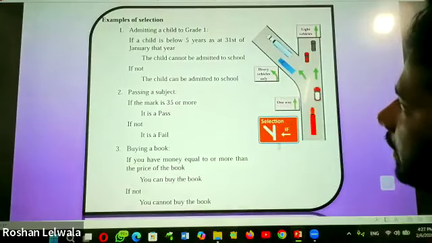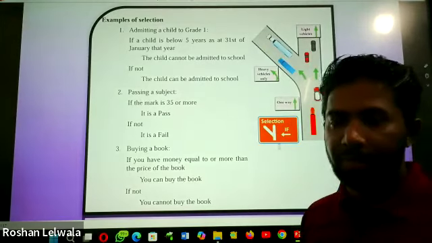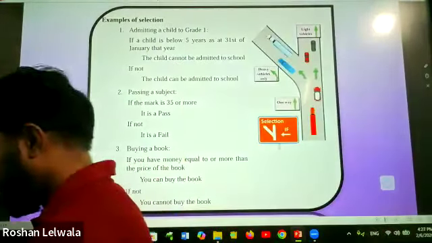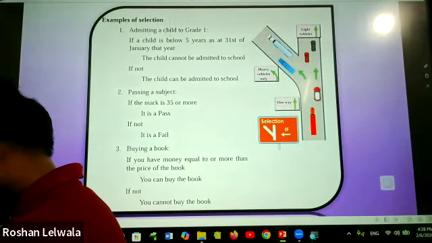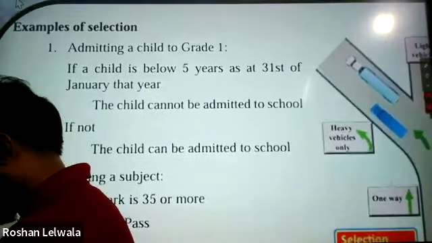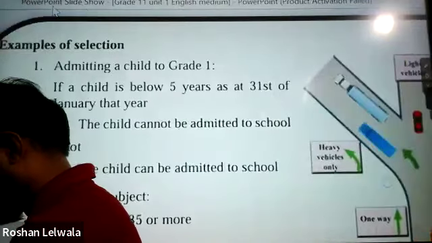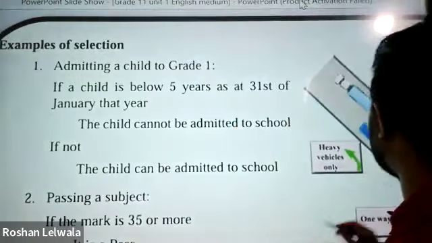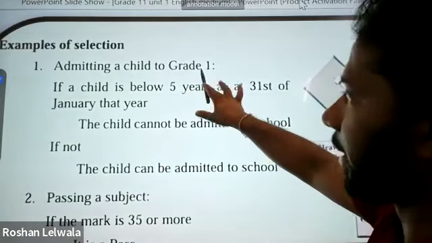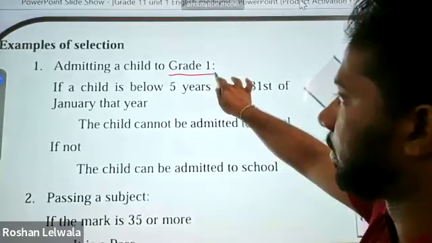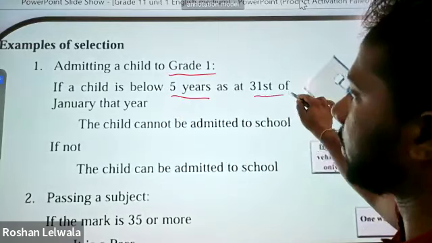If we take an example, an example of selection is what is mentioned here. Okay, let's look at them one by one. Here, admitting the child to grade 1. A child is admitted to grade 1. If the child is below 5 years as at 31st of January.